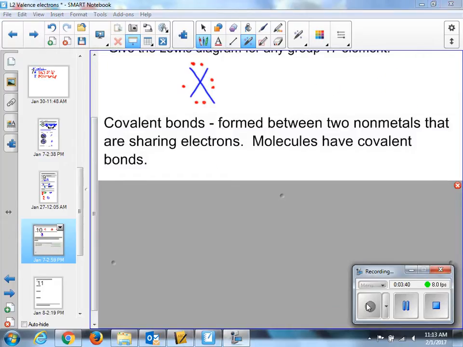Now, copy this down. What is a covalent bond? It's a bond formed between 2 nonmetals that are sharing electrons. Molecules have covalent bonds. Copy that. So, covalent bonds are found between 2 nonmetals. They share electrons, and we call those compounds molecules. Now, it's important. We only use the word molecule properly if we're talking about those kinds of compounds. If we're talking about sodium chloride, sodium is a metal, chloride is a nonmetal. That's an ionic compound. It is not a molecule. It has ionic bonds, not covalent bonds. So, nonmetals, covalent bonds, call those molecules.